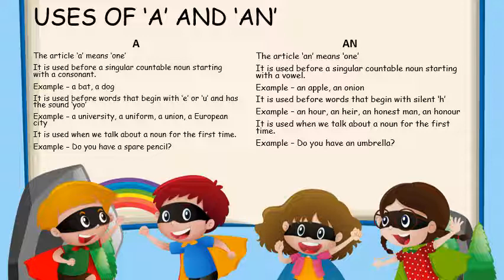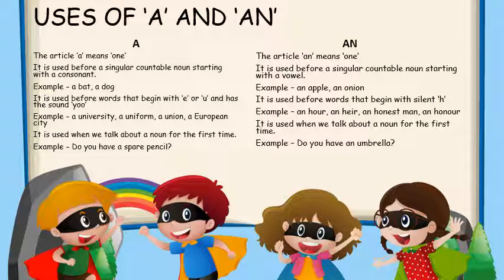So it is used before singular, which we said the noun has to be. The noun has to be countable. You should be able to count the noun. Then only you can use a with it. And it has to start with a consonant. For example, a bat, a dog, it can be anything. A house, house is singular, it is also countable.